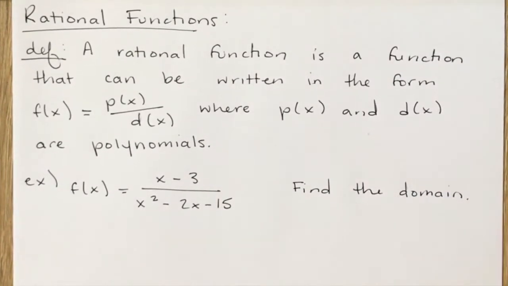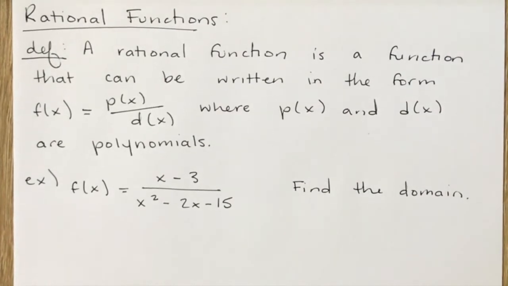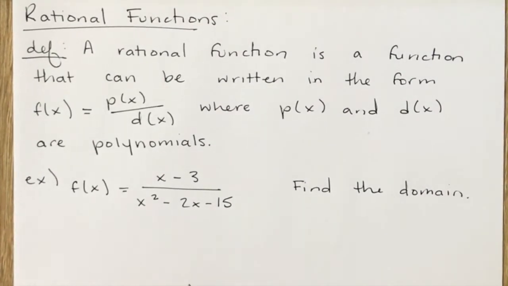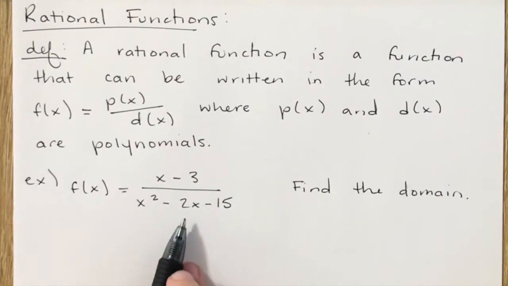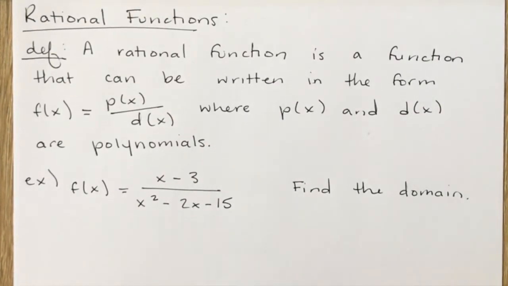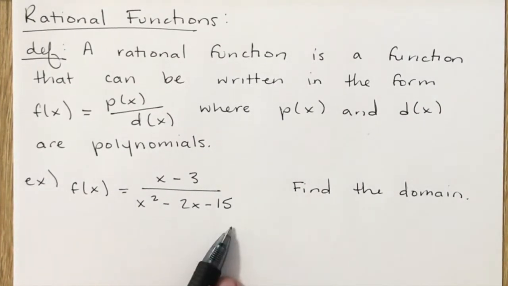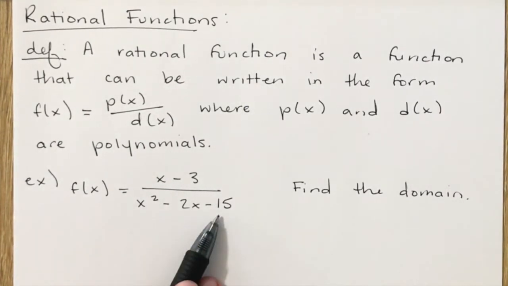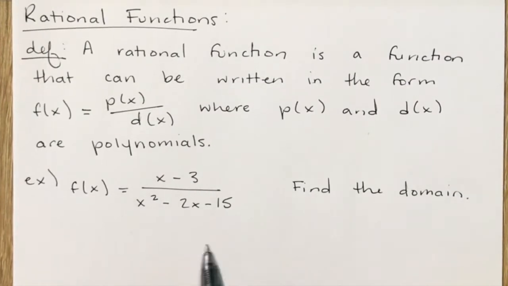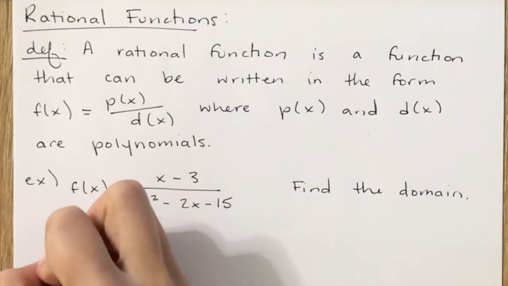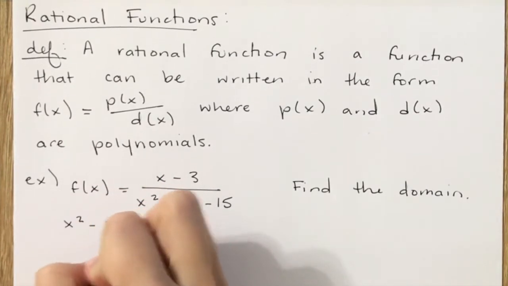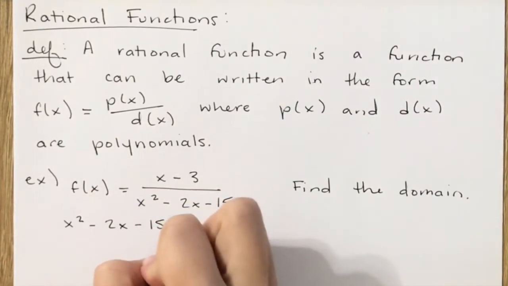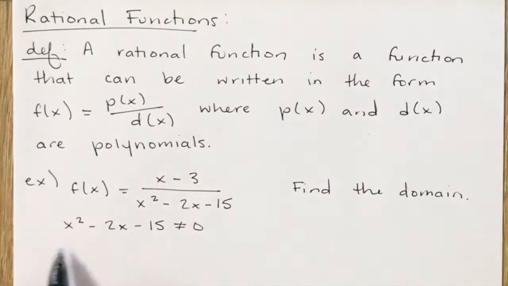Well, remember our two domain rules are we need to look out for even roots and also for denominators. Polynomials don't have roots, so we should not have to worry about that. But we do have a denominator here. What do we need to look out for with the denominator? We need to make sure it's not equal to 0, right? So the way we did that was take the denominator and set it not equal to 0, right? Because we wanted to figure out where this is not 0.